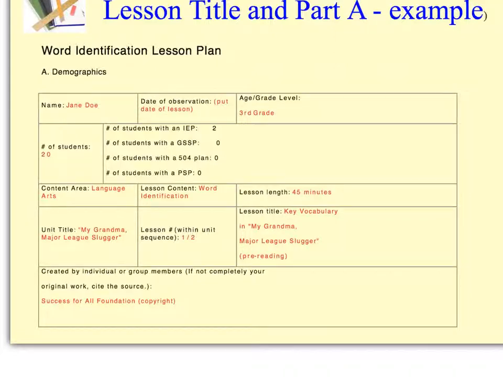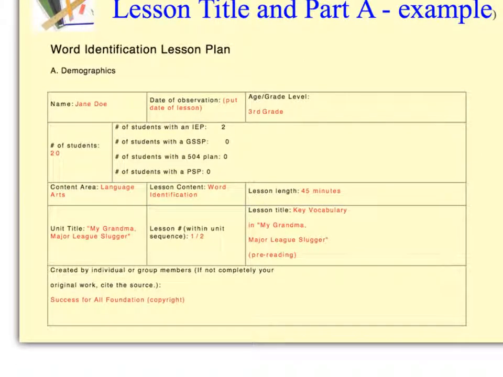The name section is actually your name. The date of observation means the date of the lesson. Again, the next section asks for age and grade. Notice we have grade level here. You would also want to put the average age that deals with third grade, or that you would find in third grade. Number of students.